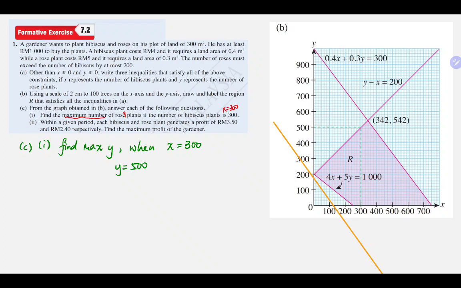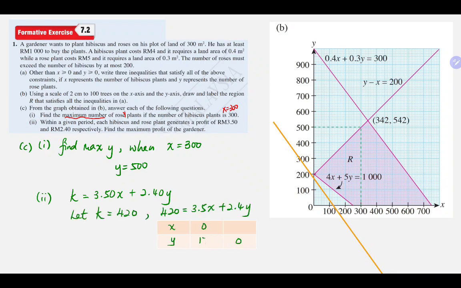Then number 2, within a given period, each hibiscus and rose plant generates a profit of 350 and 240 respectively. Find the maximum profit of the gardener. So our objective function is about the profit. So k is 350 times x plus 240 times y. Then build our objective function. We assume that k equals to 420, and from 420 equals 350x plus 240y, we get the y-intercept 175 and the x-intercept would be 120. Alright, so plot the 2 points, so we get this objective line here.